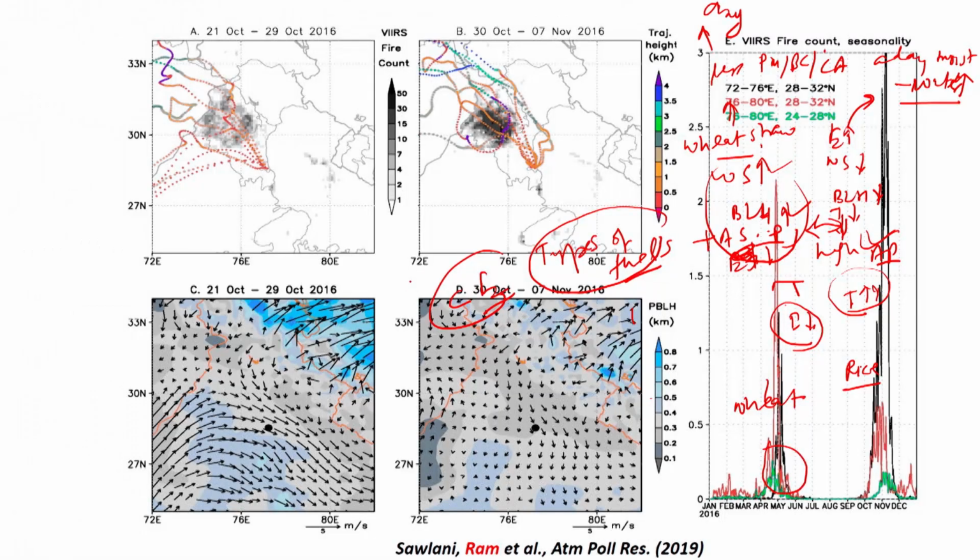Then see this period, when lots of things were happening. This is the area where lots of patches are there. These are fire counts that were detected during 30th October to 7 November 2016. 2016 was one of the biggest pollution episodes in Delhi. Delhi pollution became very significant, and it was in the news everywhere, not only in India but also abroad.